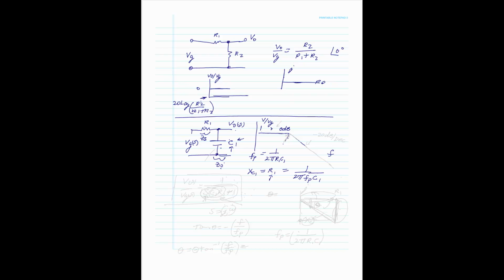And you'll see the reason why we call it a pole is because we go down by minus 20 dB per decade. Okay? So we could see that this pole right here is going to produce a 20 dB per decade drop all the way down as a function of frequency.